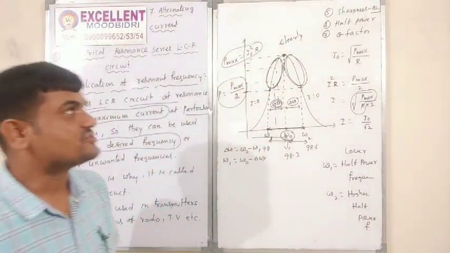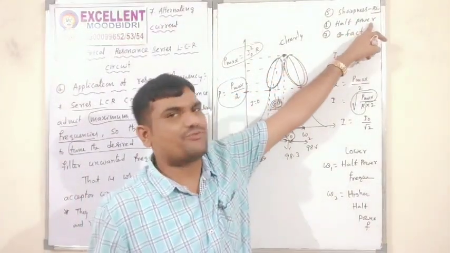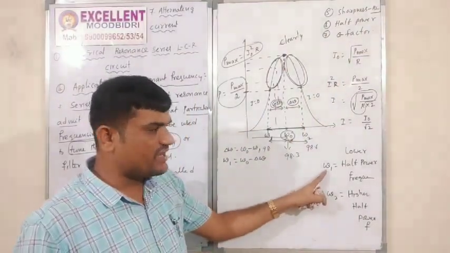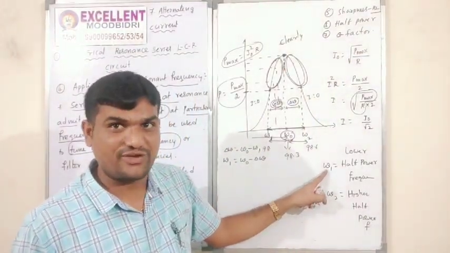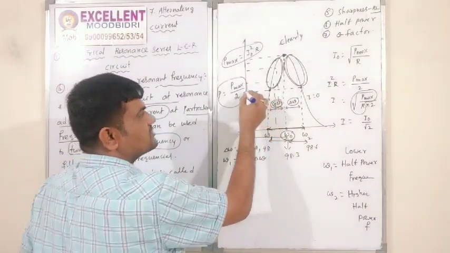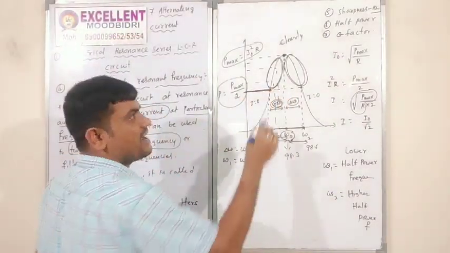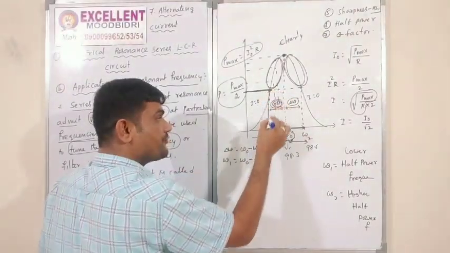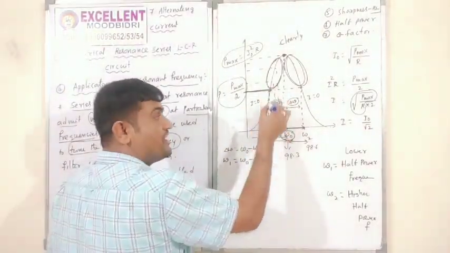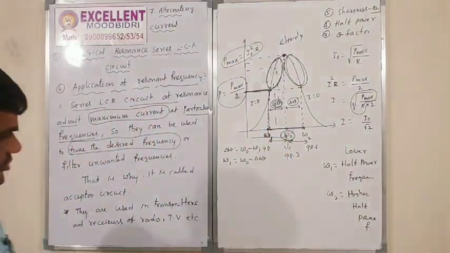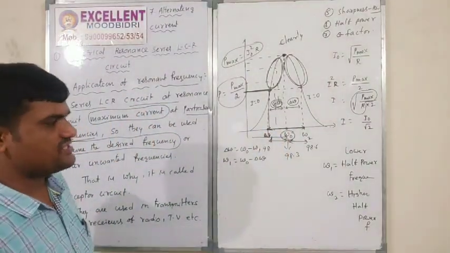Remember everybody, that is the half power frequency. Simple question only: what does half power frequency mean? Omega 1 is a half power frequency. That means the power is half at that particular frequency, at that point, frequency omega 1. Omega 1 is equal to the half power frequency.